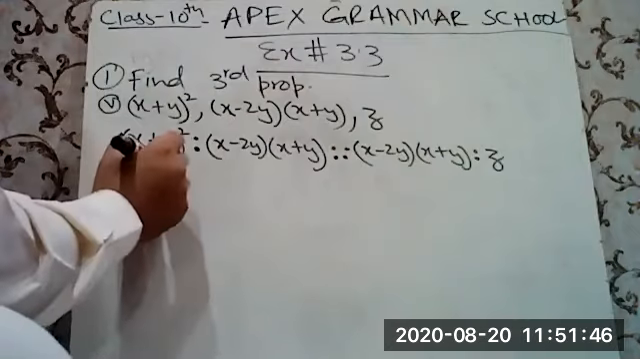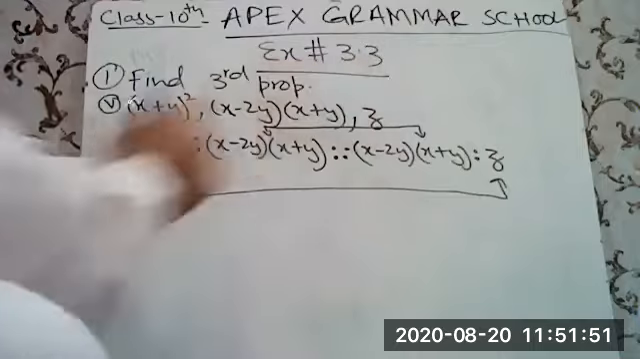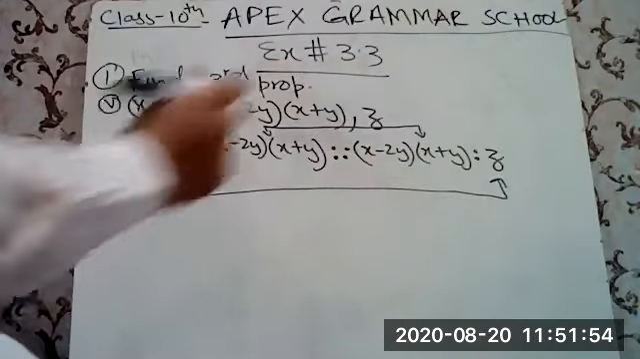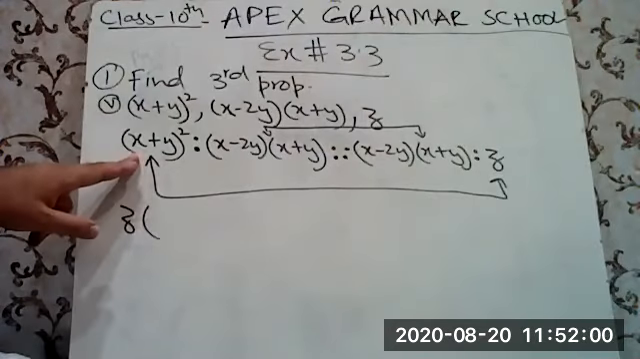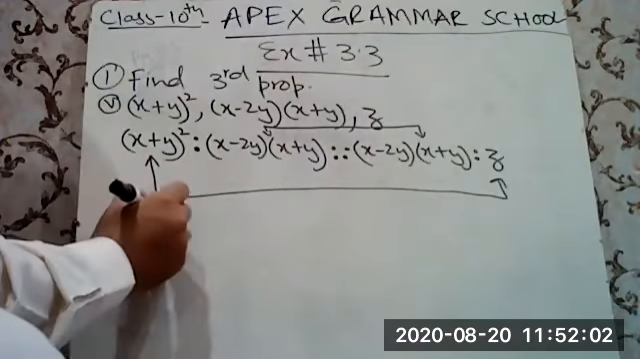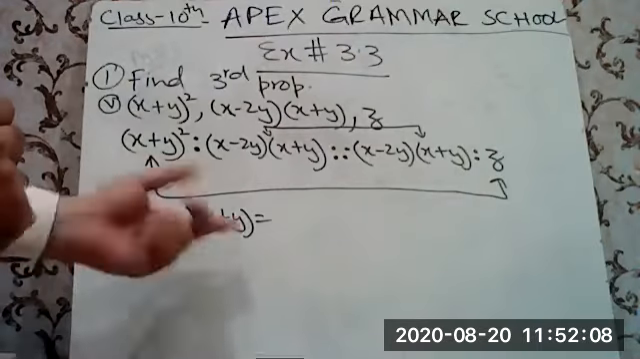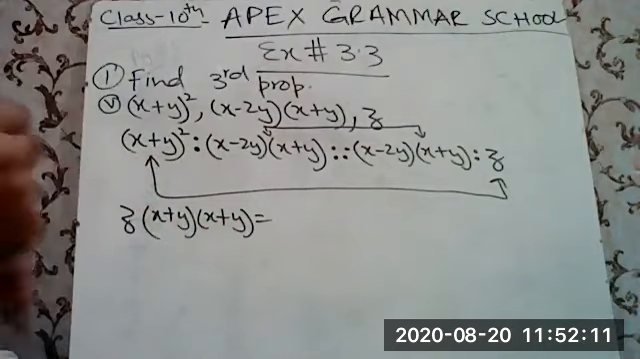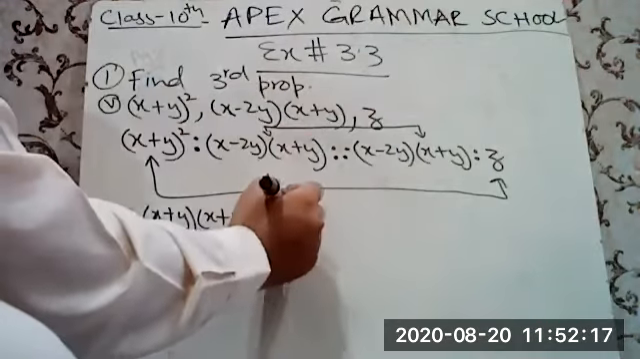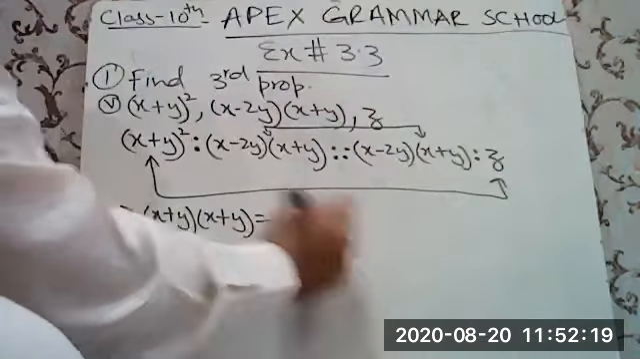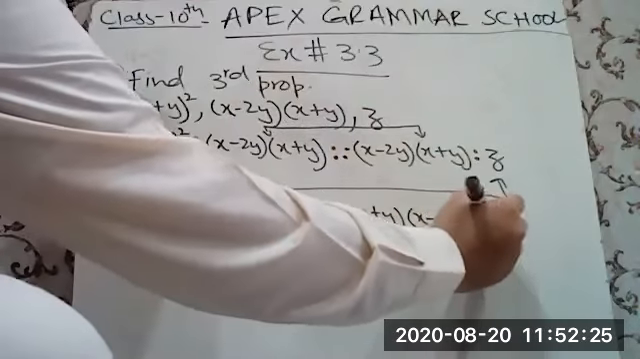Now these are extremes and these are means. So z multiplied by (x plus y) whole square, we can write it as (x plus y) and again (x plus y), because the multiplication of (x plus y) and (x plus y) means (x plus y) whole square. And for this, (x minus 2y) multiplied by (x minus 2y), (x plus y), again (x minus 2y) and (x plus y).